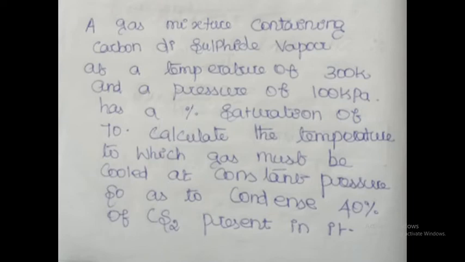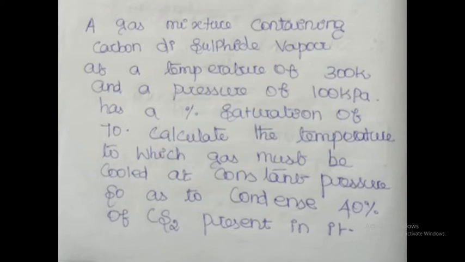Here the temperature of 300 Kelvin is given. This is the ordinary temperature, taken as the dry bulb temperature, dBT. Pressure is equal to 100 kilopascal. This is the total pressure. And the percentage saturation is given as 70.